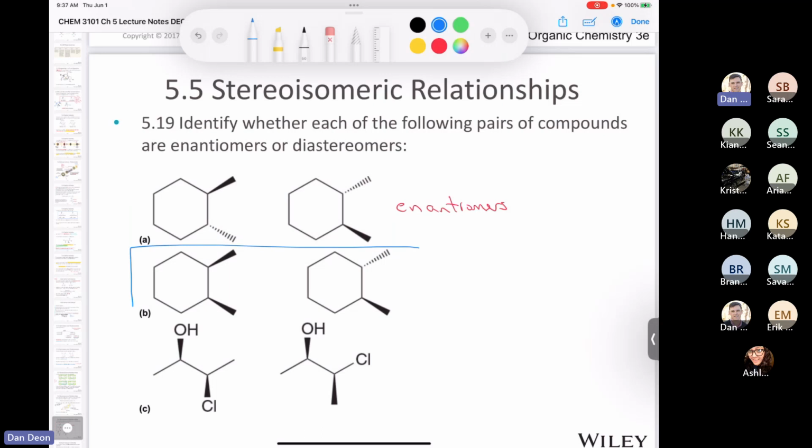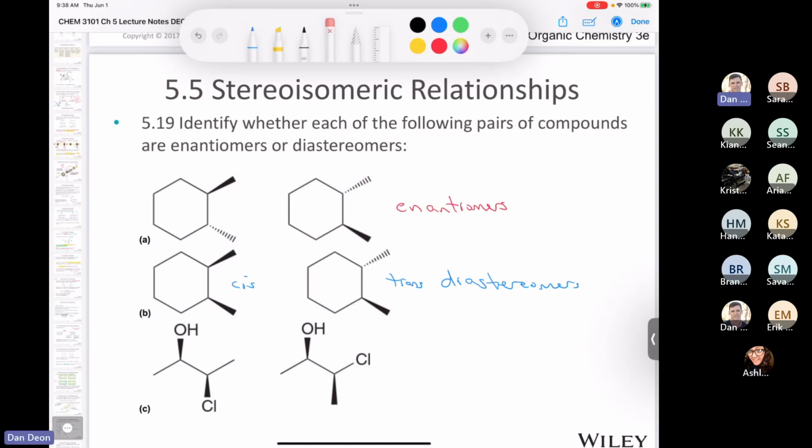Let's see who's there. I can see Ashley, Kiana, Katana. Thanks, Katana. Awesome. These are diastereomers. Can't argue with that. Diastereomers, yep, because they have a different arrangement of the atoms in space. This is a cis compound, and this one is a trans compound. Same connectivity, just a different orientation of atoms in space. So these would be diastereomers, absolutely.